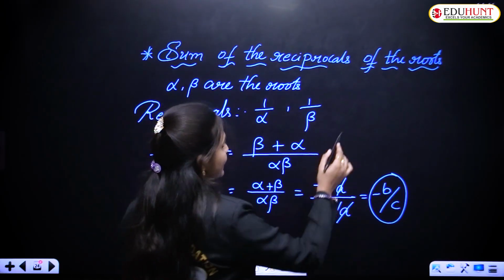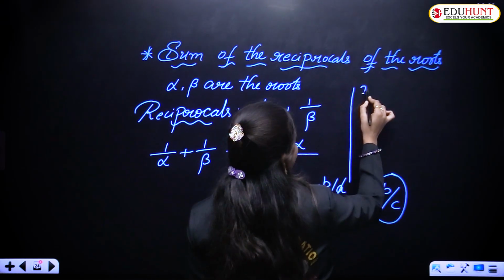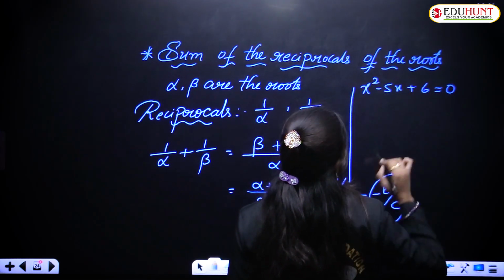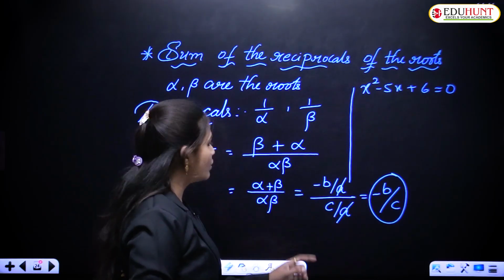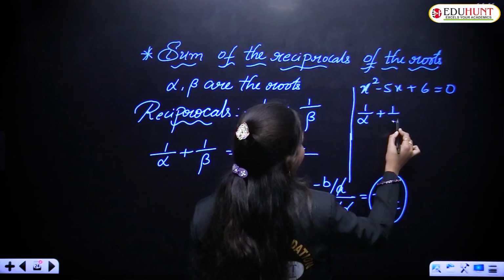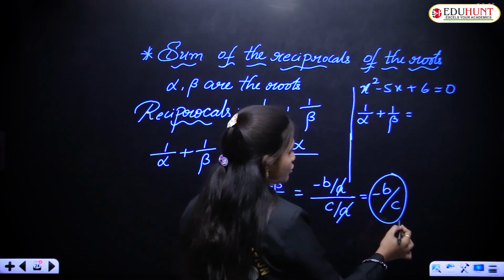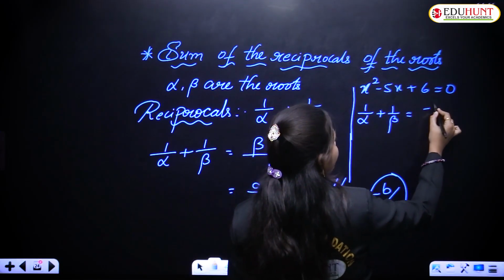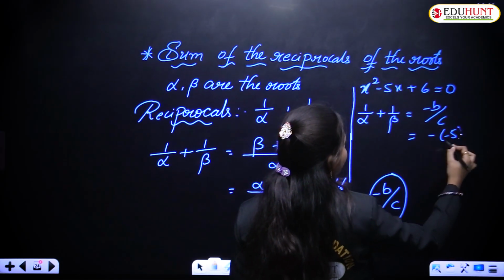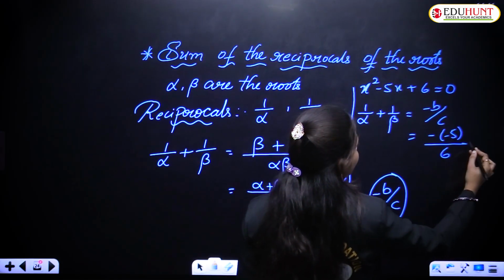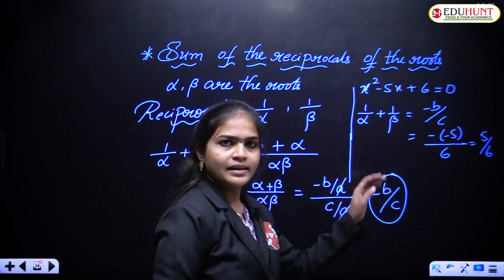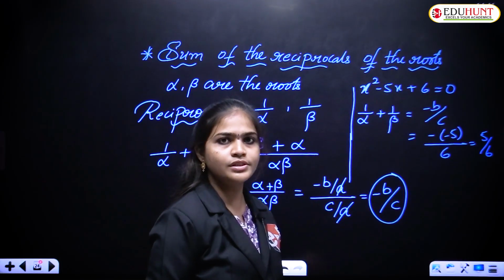So this is the sum of that reciprocals of the roots. So here just take the example. X square minus 5x plus 6 is equal to 0. Okay, so take that reciprocals. So 1 by alpha plus 1 by beta, which is equals to minus b by c. So minus b by c we got here. So minus b means minus of minus 5 by c is equal to 6. So which is equal to 5 by 6. Okay, this is correct or not?